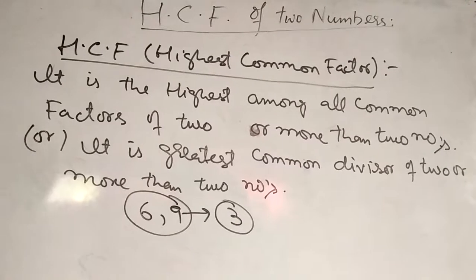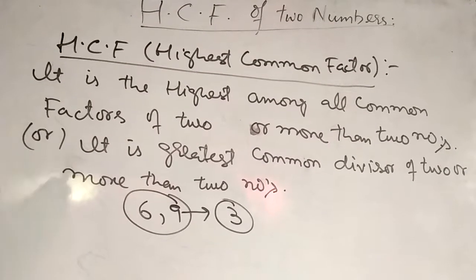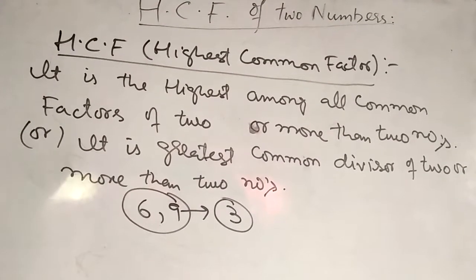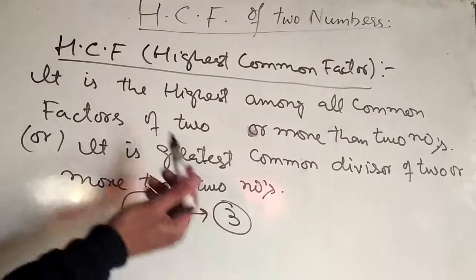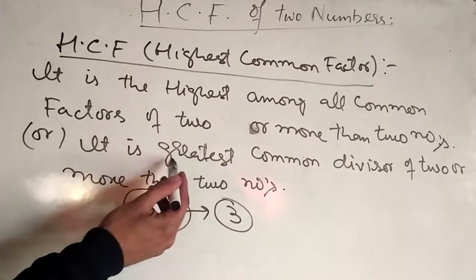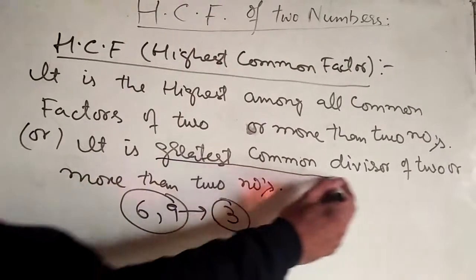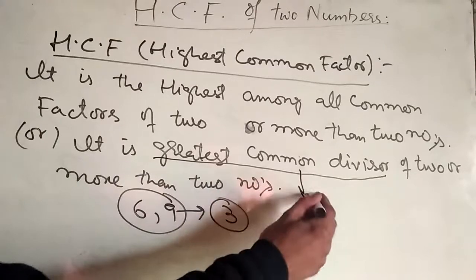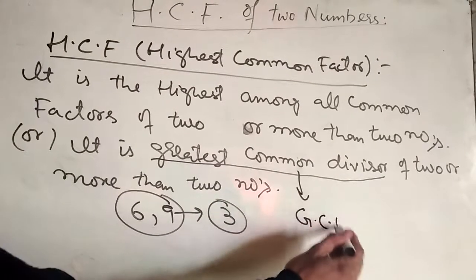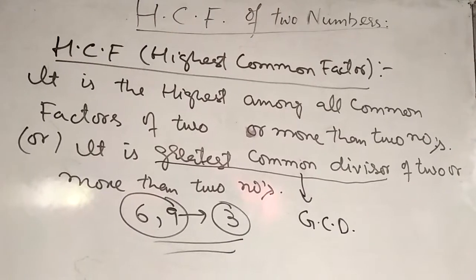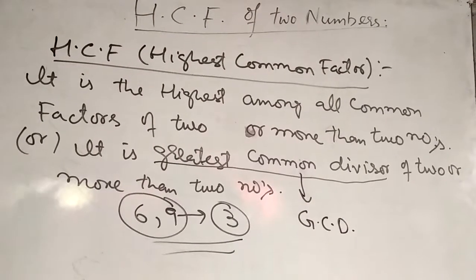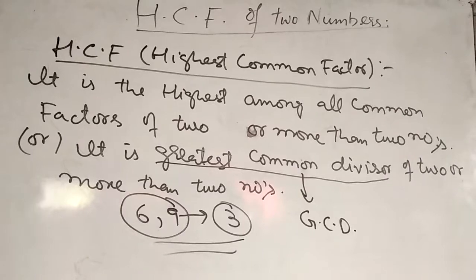First we need to find out common factors. Then among the common factors, the greatest number is called the highest common factor of two numbers, or it is also called the greatest common divisor, which is abbreviated as GCD. So in our next video we will try to understand methods to find out the HCF of two numbers.